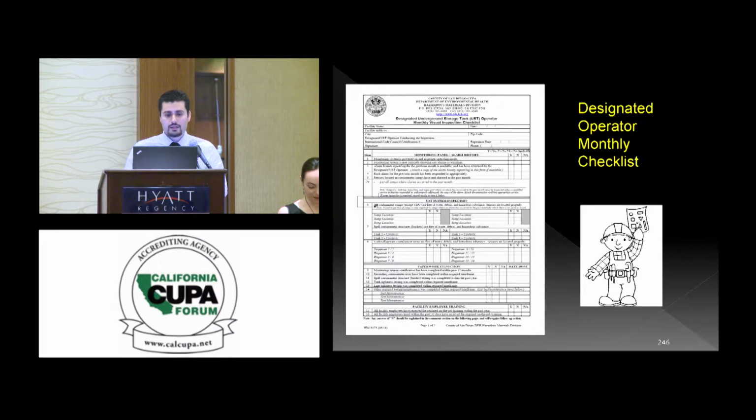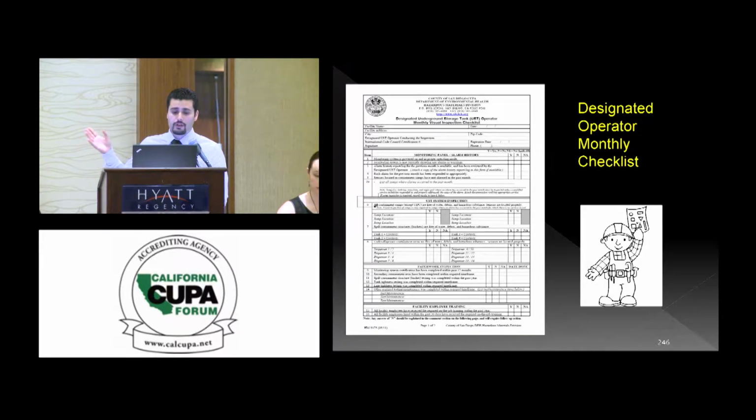And this is what that designated operator monthly inspection checklist looks like. So this is done once a month. It doesn't matter really what day it is. Most of them do it at maybe the beginning, maybe the middle of the month, but it's just once a month. They need to provide this printout here with all the fields filled out correctly with the attached alarm history.